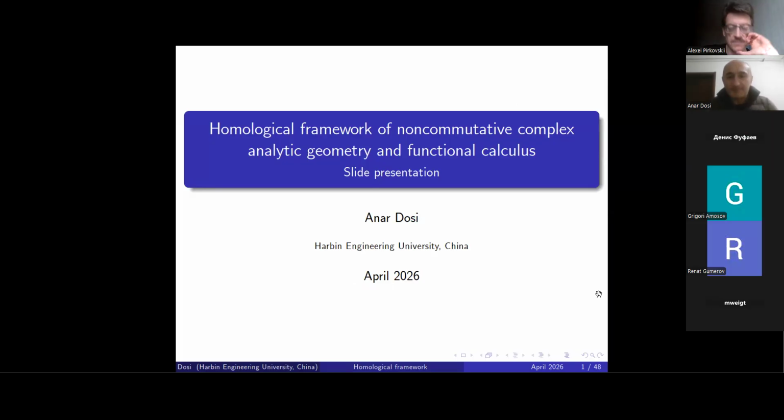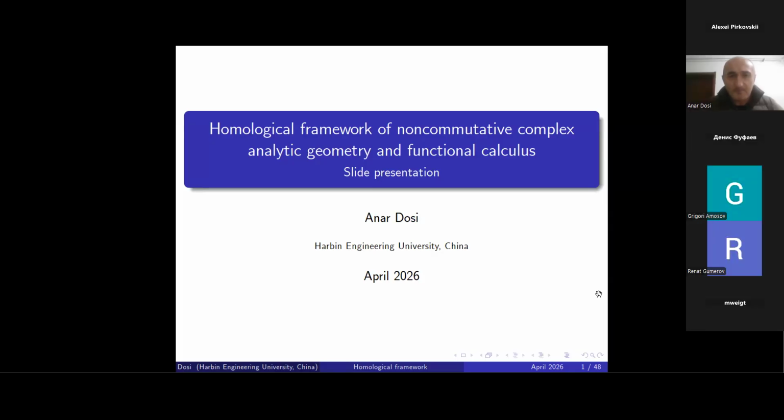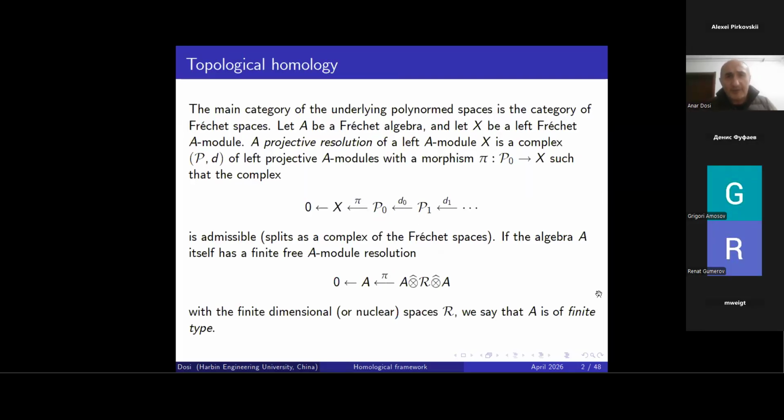Let me start. Sorry for the long title. So it's all about the implementation of Taylor's program. I will try to make an attempt to completely implement it, so as to be applicable to all possible cases. So the brief about topological homology.